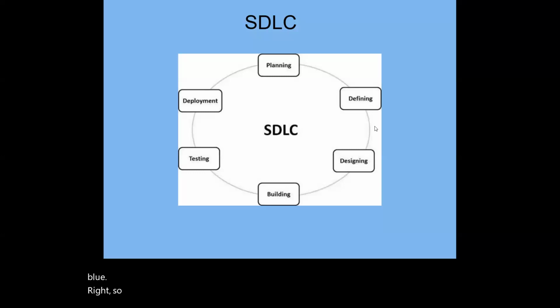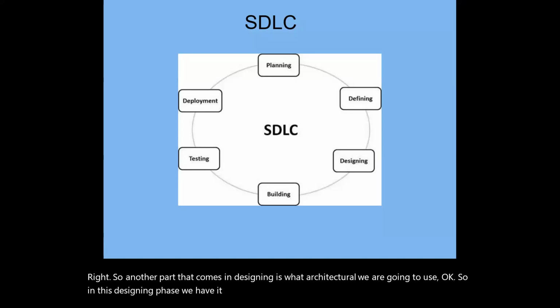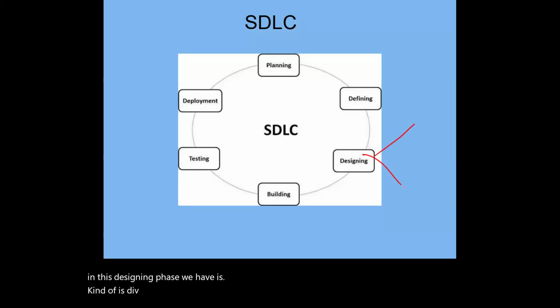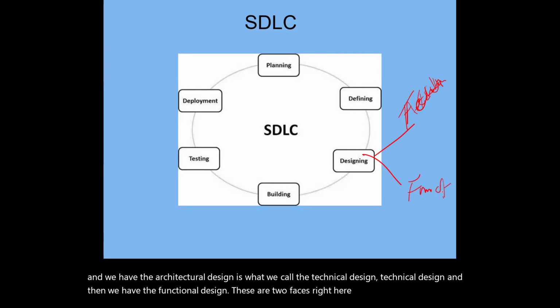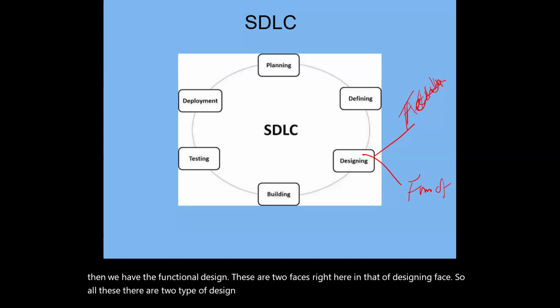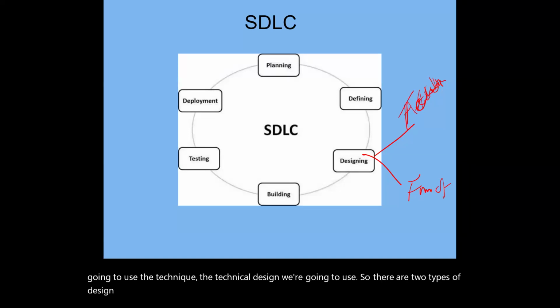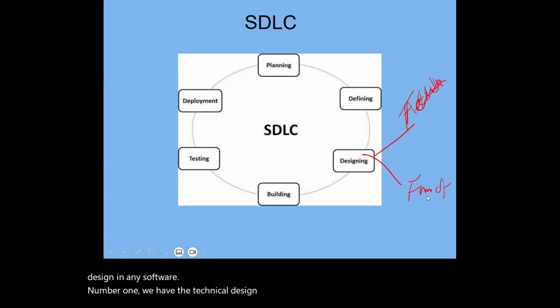Another part that comes in designing is what architecture we are going to use. In this designing phase, it's divided into different phases. We have the architectural design, which is what you call the technical design, and then we have the functional design. These are the two phases in the designing phase. So there are two types of design in any software: number one, the technical design, and number two, the functional design.